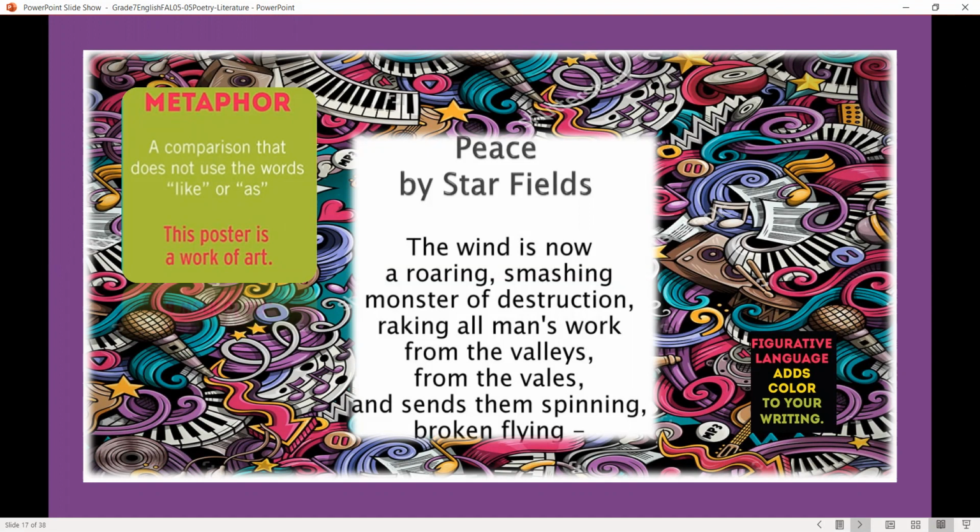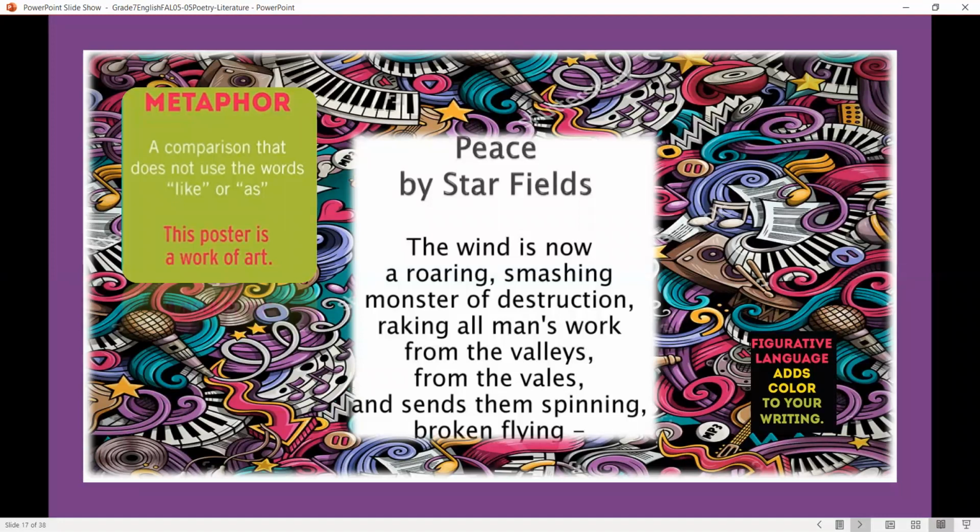So it's telling you the poster is actually similar to a work of art. It's not a work of art. It's similar to a work of art. We are not using like or as. Okay, let's look at this poem as an example.